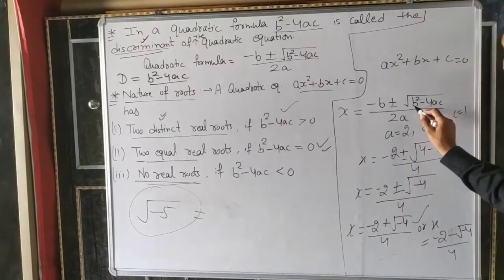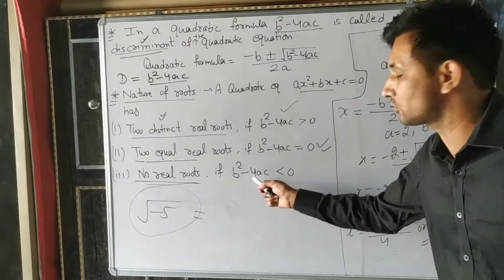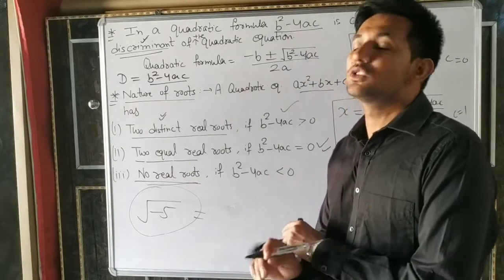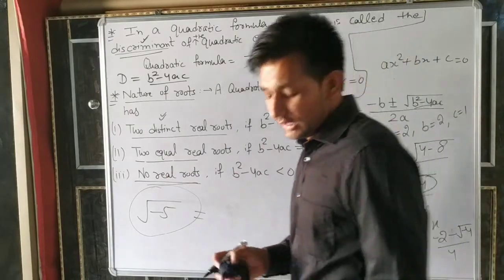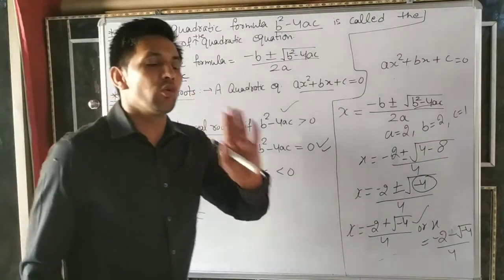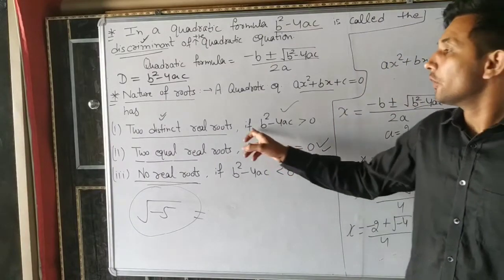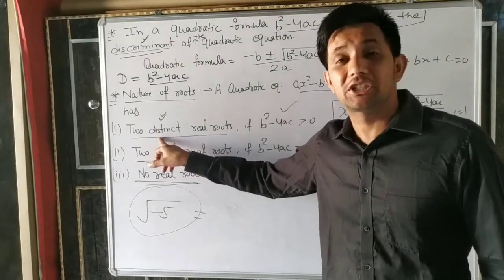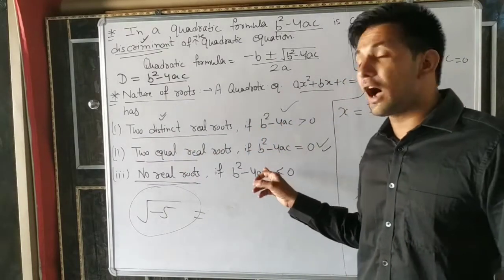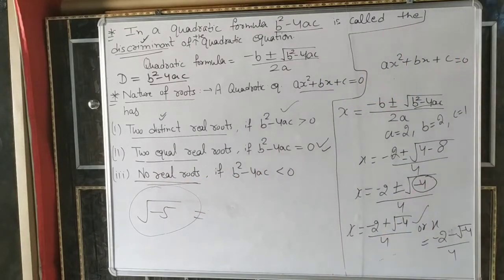Look at b square minus 4ac, how much does it become? Minus 4. So it is less than 0, or not? So under this condition, we will say the roots are no real root. So only 3 conditions you have to remember. Roots are equal when b square minus 4ac equals 0. Roots are real but distinct when b square minus 4ac is greater than 0. There is no real root when b square minus 4ac is less than 0.